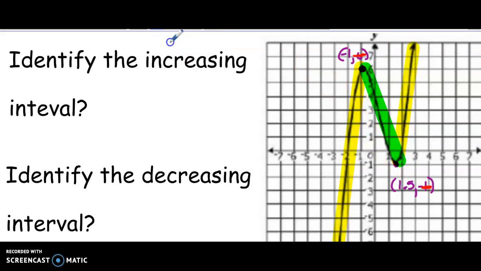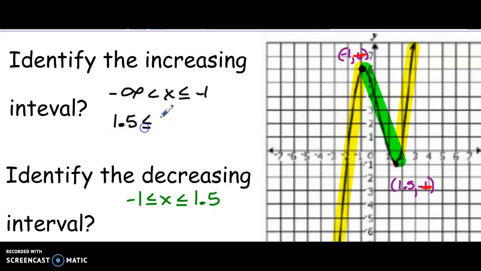So if we write those increasing and decreasing intervals, as far left as I can start is going to be -infinity, which is less than x, which is less than or equal to -1. Once I get to -1, then I'm decreasing. So I'm going to go down here, and -1 less than or equal to x, which is less than or equal to +1.5. When I get to +1.5, I'm turning around and going back up again. And then I'm going to continue moving up as far right as I can go.